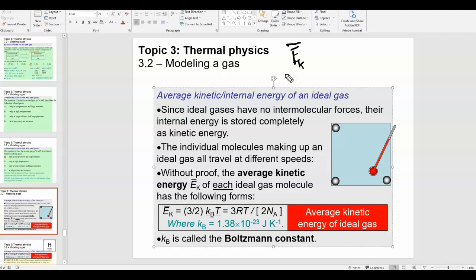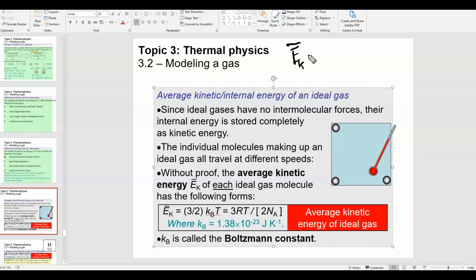Now, I will point out, by the way, it is an average value because if you have a container full of gas, each gas particle is going to have a different kinetic energy, of course, because they're all in random motion. Okay, so this is for the average kinetic energy of a single gas particle.